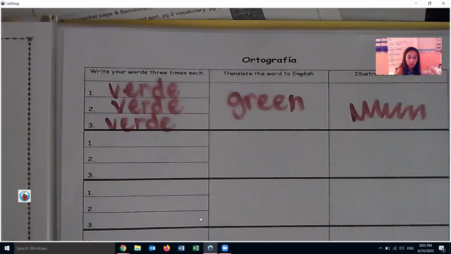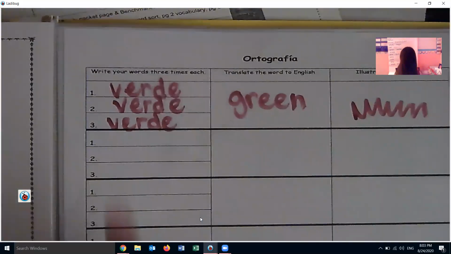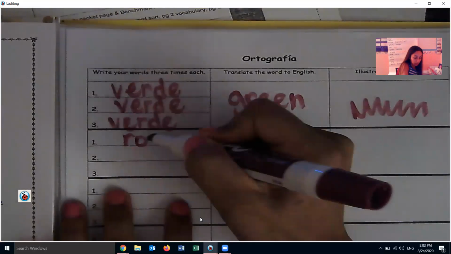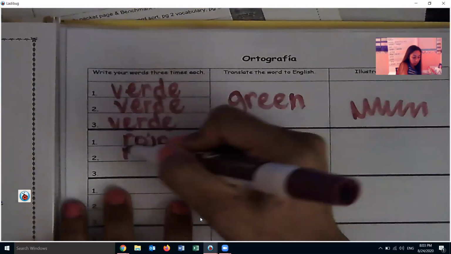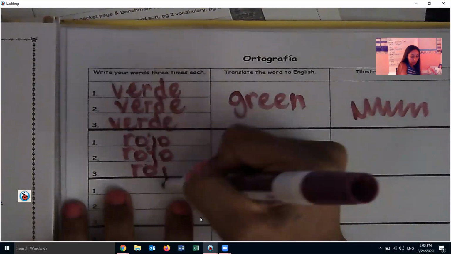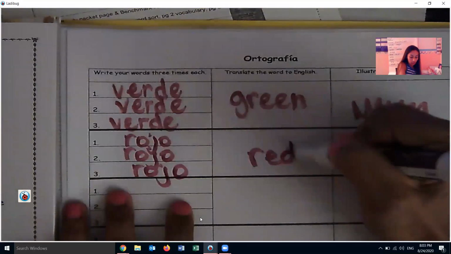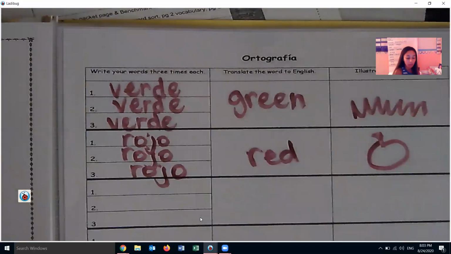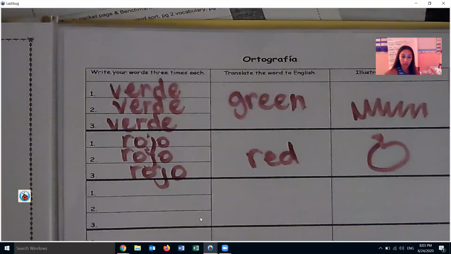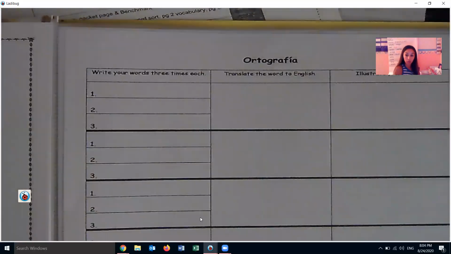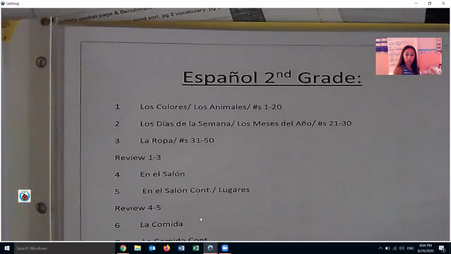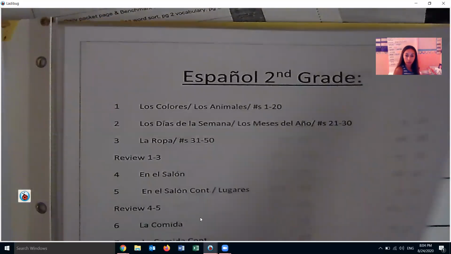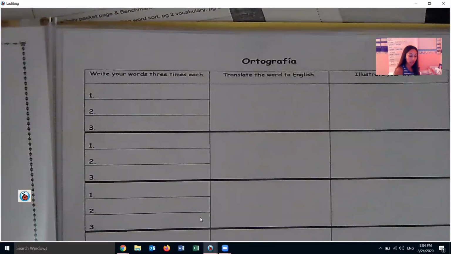And then the next little section here, I'd write a different word. So maybe I'll write rojo 3 times. Rojo, rojo, rojo. Rojo is red. And then I'll draw an apple for my picture of something red. So just another fun way of practicing. And this one is in your yellow Spanish folder. If you just flip over this sheet that has all of the lessons, you just flip it 1 time and it's right here.